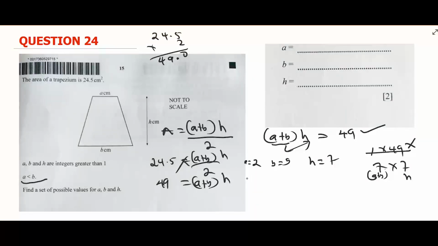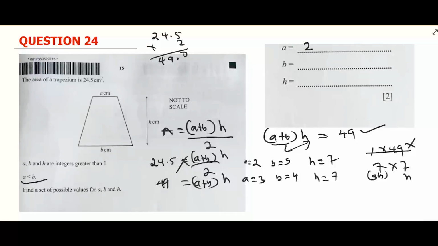Another way around, we can still get another sum that adds up to 7. So if A is equal to 3, then B will be equal to 4. You can see that A must always be less than B. So 3 plus 4 meets the criteria because 3 is less than 4, and then they add up to 7, and H will always remain 7. So is there another one? No, because we cannot have A equal to 4 and B equal to 3. Why? Because A must always be less than B. So these are the two possible options.